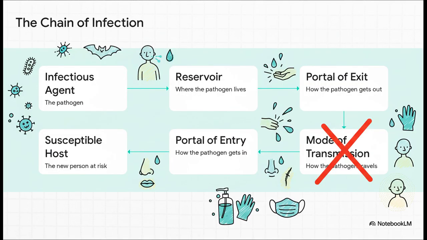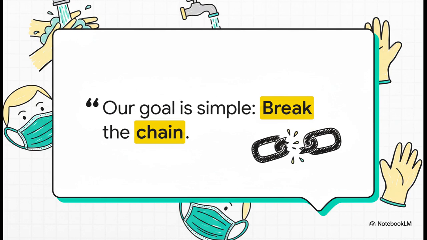So here it is, the 6-step playbook. It all starts with the infectious agent. That's the germ itself. That germ lives somewhere in what we call a reservoir. It needs a way out, the portal of exit, maybe like a cough. Then it travels through a mode of transmission. It gets in through a portal of entry. And finally, it finds a susceptible host. Our mission is to break just one of these 6 links. If we do that, the infection stops cold. So that's it. That's the core of infection prevention, taking targeted actions to snap one of those links.